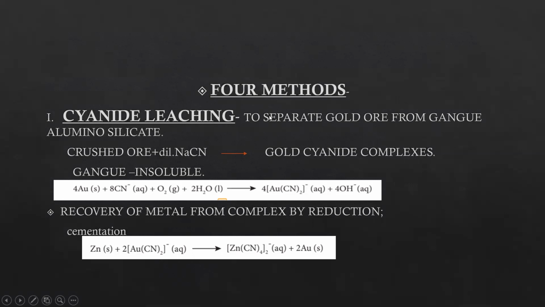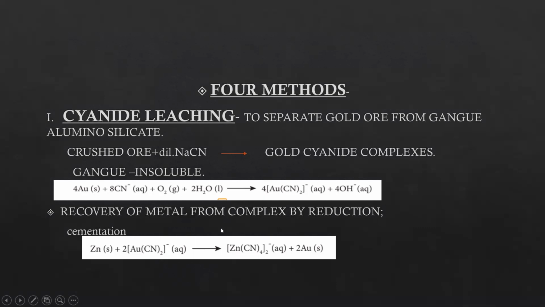First we need to take that ore in that powdered form. Next we need to mix that powdered ore with that sodium cyanide. So we are getting the gold cyanide complexes. So the gangue particle impurity is not soluble in that sodium cyanide. So it is in the insoluble form. So this is the equation. The crushed gold ore reacts with the sodium cyanide, giving the gold cyanide complexes. From that we need only the pure gold.